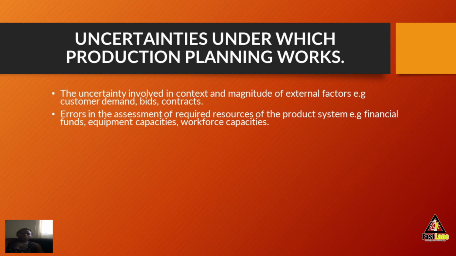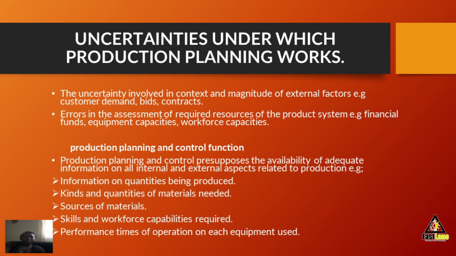Now we got production planning and control function. What is the function of production planning and control in your business? Production planning and control presupposes the availability of adequate information on all internal and external aspects related to production. For example, information on quantities being produced. Once you do production planning and control, you will definitely know how much to produce.